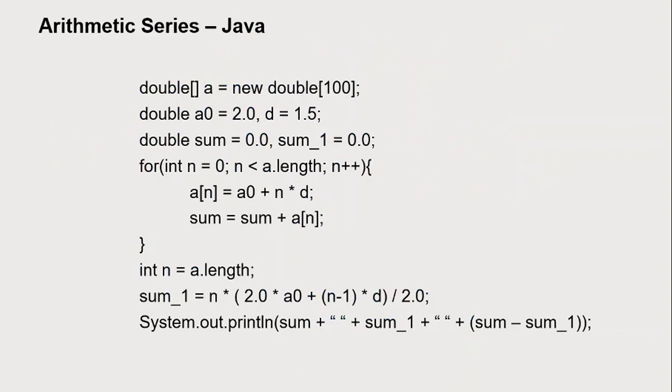Here we have the implementation in Java, very similar to what we had previously, but now we are also summing over the terms and then we evaluate the series. So we start by defining an array of, this time, 100 items. I want to create a series over 100 terms. We initiate A0, the first term in the sequence, which will be 2. The common difference will be 1.5.